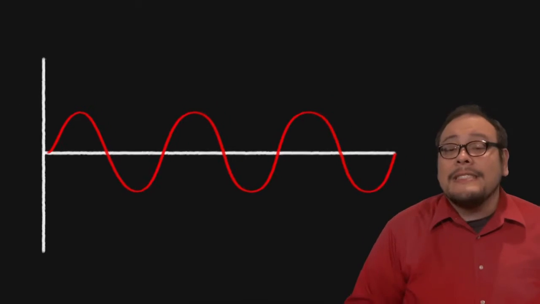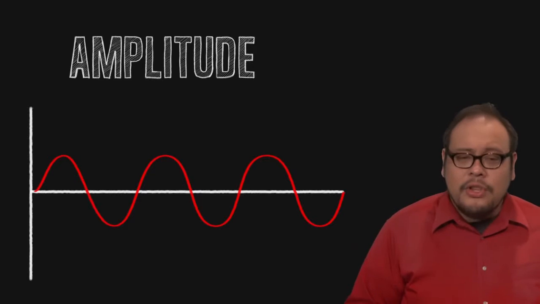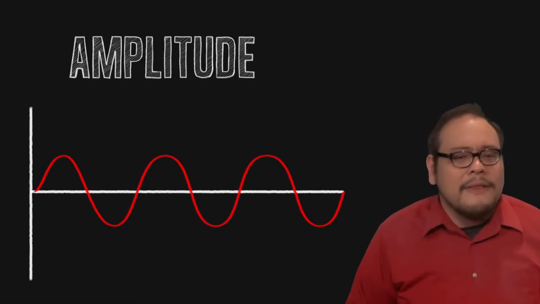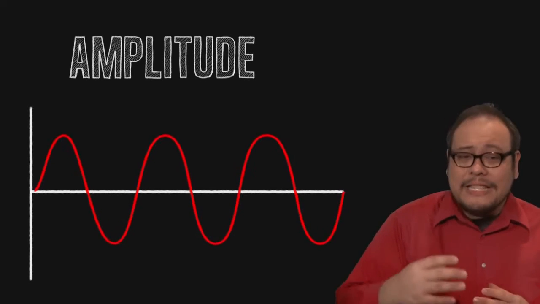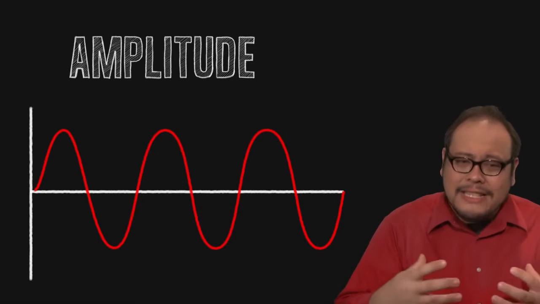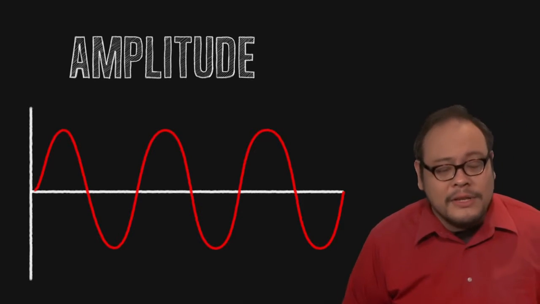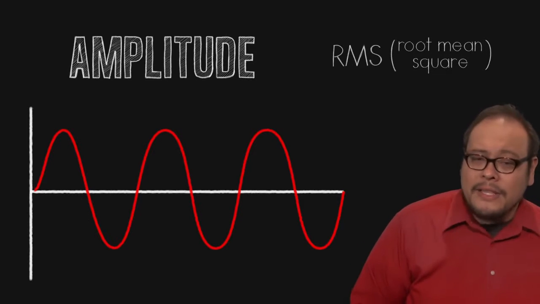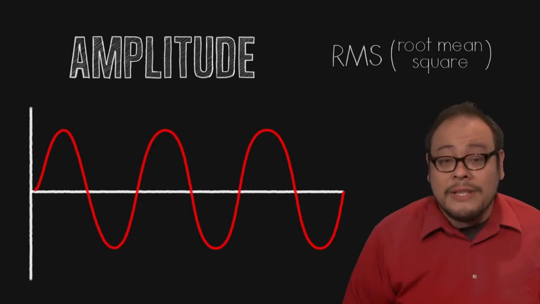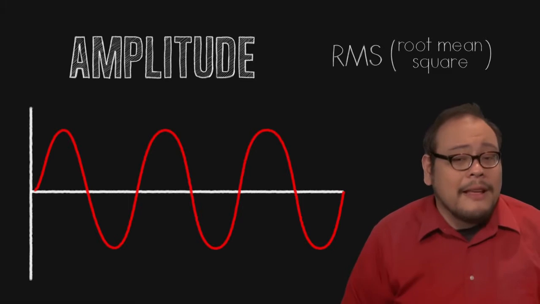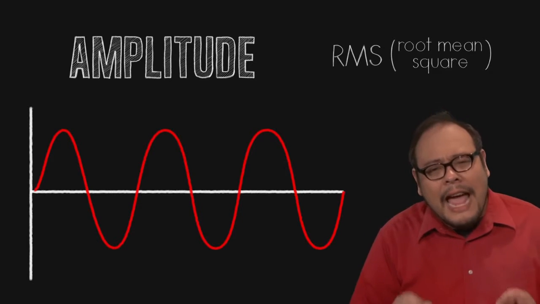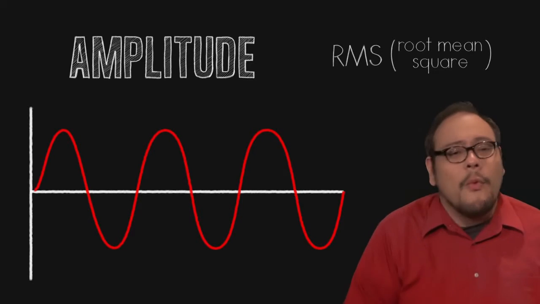The first is amplitude. Amplitude is the strength of the wave itself. The greater the distance from the center line, the more intense the wave. A common method of describing amplitude is something called RMS, root mean square, which is a mathematically handy way of determining the average amplitude of a wave.